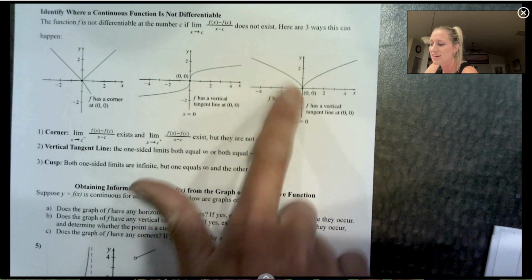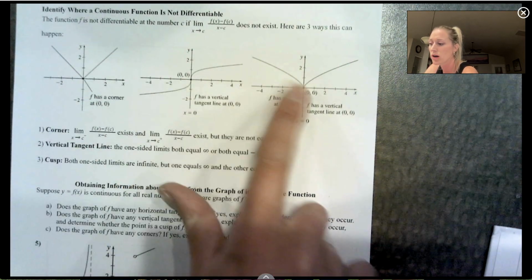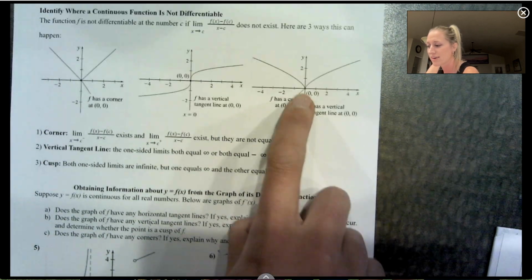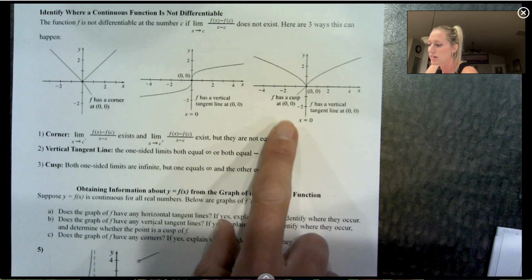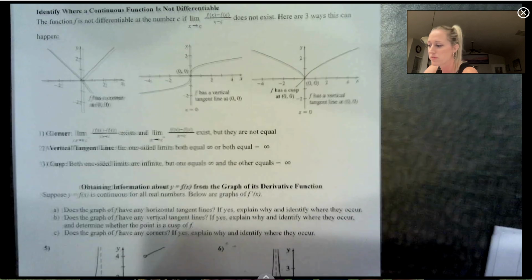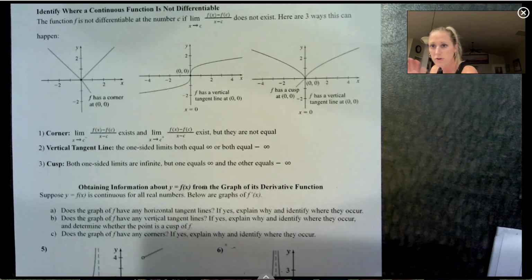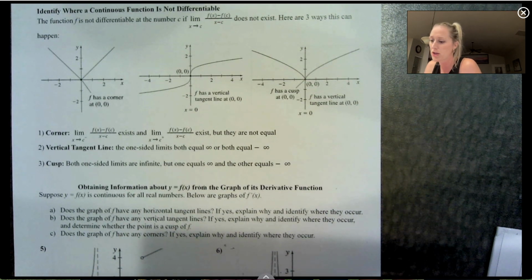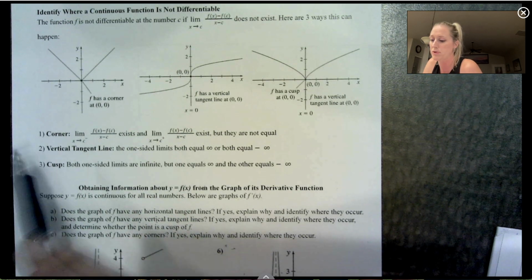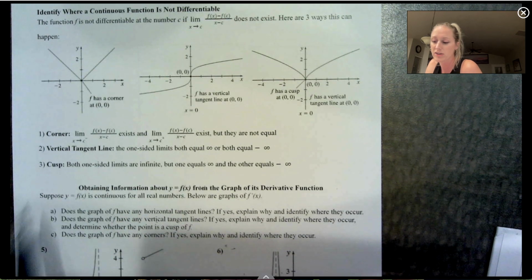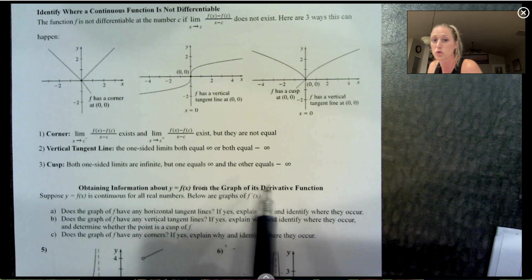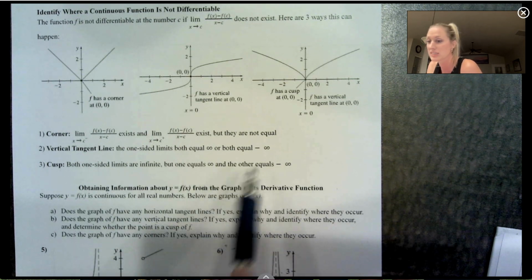And then we have this thing called a cusp. It's very similar to a corner, but it kind of deals more with a curve coming in and meeting at a point kind of harshly like this. We call that a cusp. And that, again, has a vertical tangent line. So the slope of the tangent line right there is going to be undefined as well. So the derivative is undefined at 0. Okay, so those are 3 ways that this can happen. We can have a corner, we can have a vertical tangent line, or we can have a cusp. Okay, and these are some specifics as to what happens with the limits to tell us that.